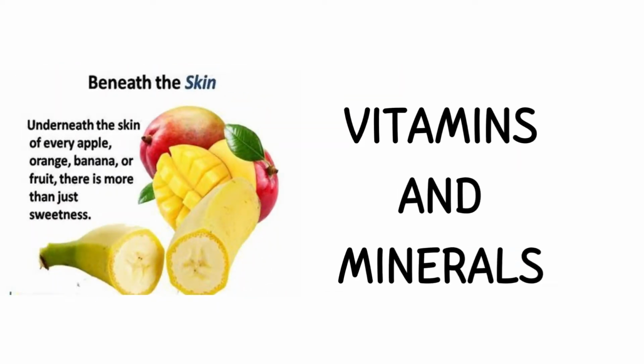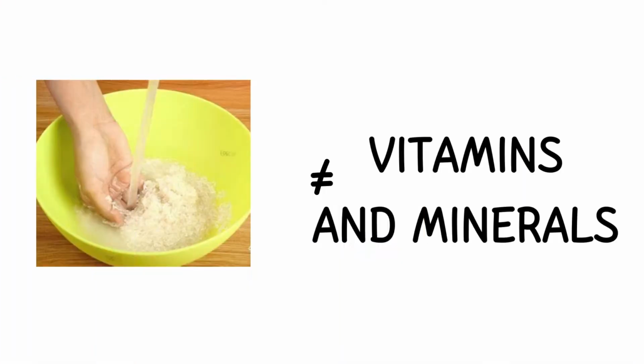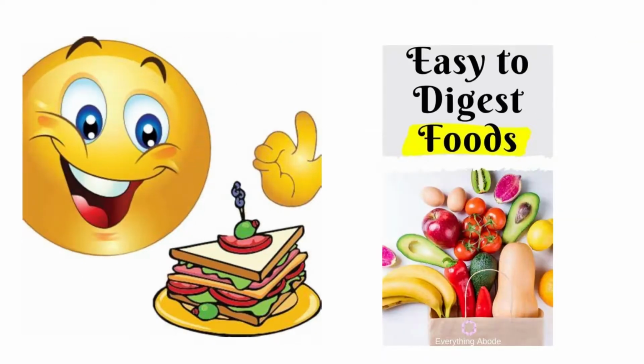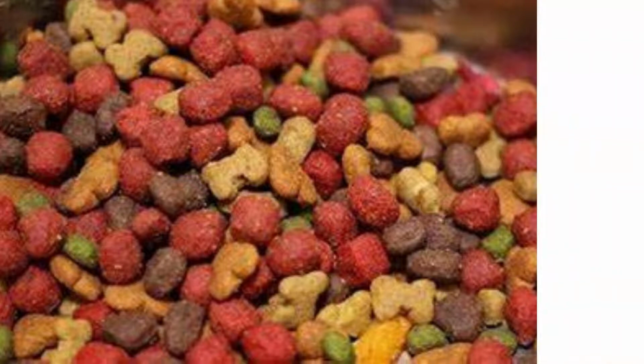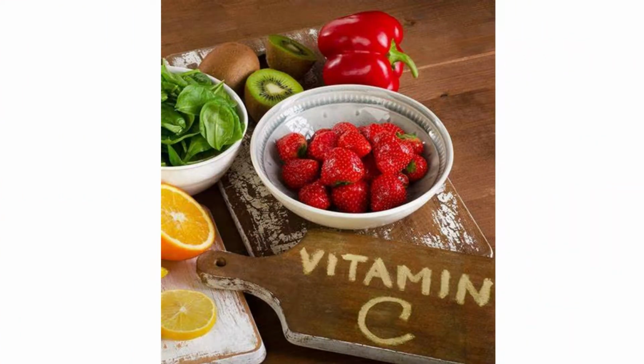The skins of many vegetables and fruits contain vitamins and minerals. Similarly, repeated washing of rice and pulses may remove some vitamins and minerals present in them. We all know that cooking improves the taste of the food and makes it easier to digest. At the same time, cooking also results in loss of certain nutrients. Vitamin C gets easily destroyed by heat during cooking.